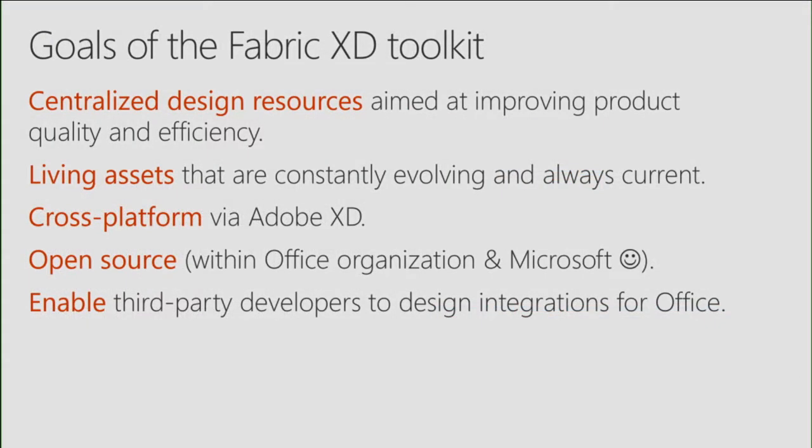And so before I really demo this toolkit to you, I want to share some of the goals that we had in mind when we set out to create it. First is that there should be a set of centralized design resources that help us all solve the same problems, aimed at improving product quality and efficiency. And these resources and assets should be constantly evolving and living. We don't want them to fall behind. It's so easy to come across resources that reflect design thinking from the previous quarter. And so these assets should be constantly up to date with the latest thinking, no matter where they come from.